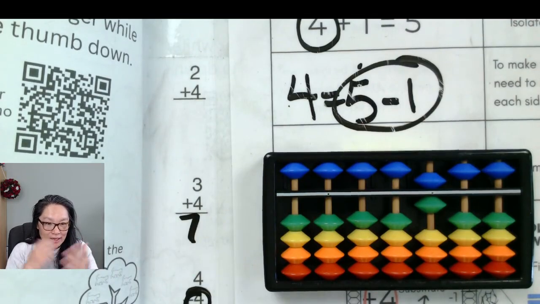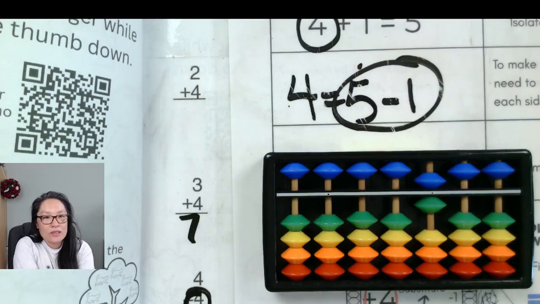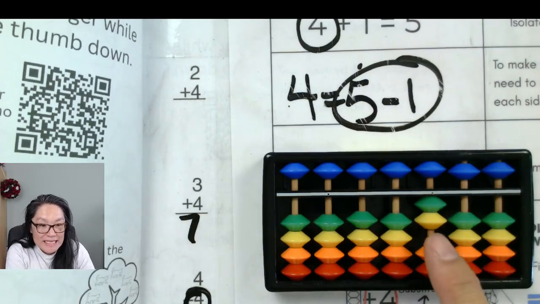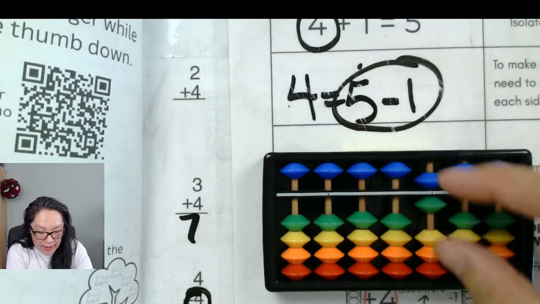So, Kit, did that make sense? What I just did? Instead of adding 4, because we don't have any more beads to add the 4, we can substitute it. We can substitute 5 minus 1. So that's why we do that.